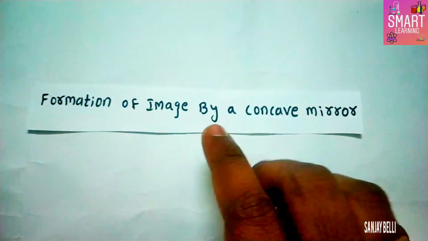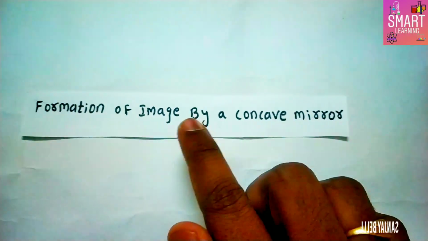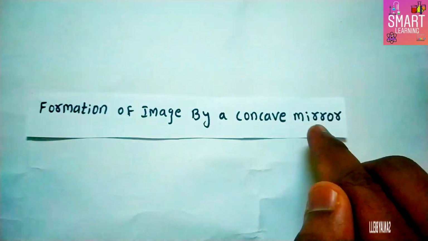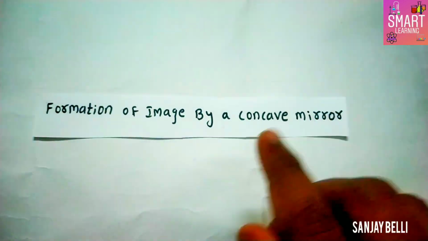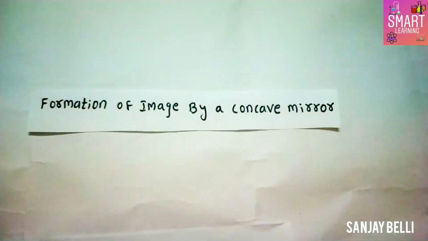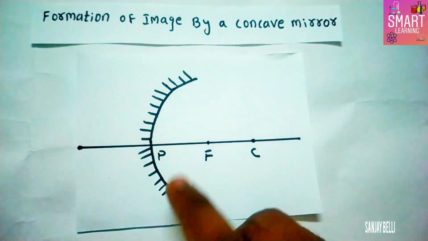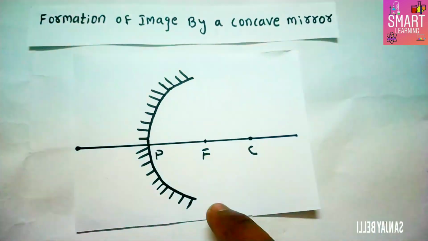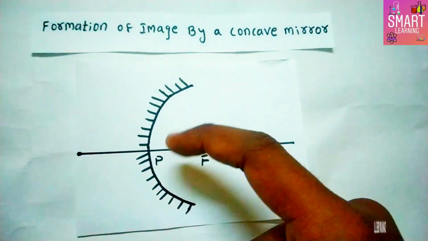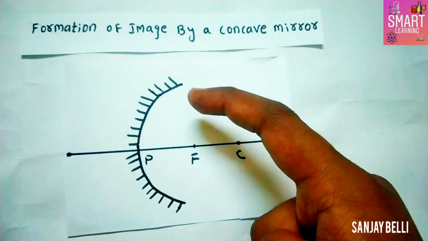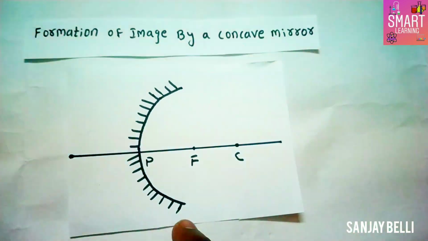Hi friends, today we are discussing the formation of image by a concave mirror. First of all, we have to draw the concave mirror. So here I have drawn a concave mirror. This is your concave mirror, and this is the reflecting surface of your concave mirror, and this is the back side of the concave mirror.